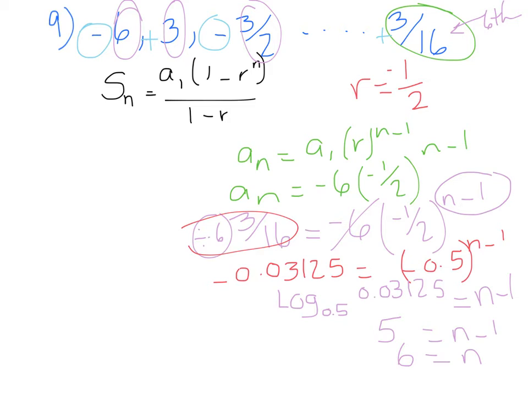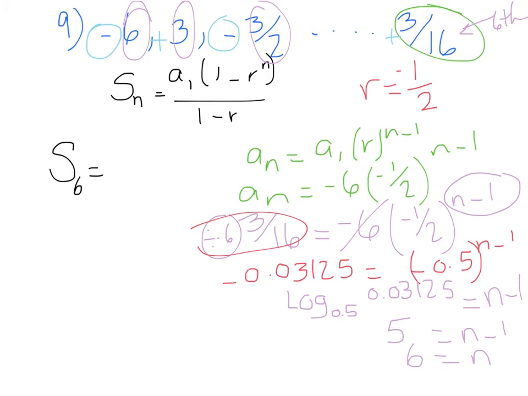We can just plug it all into our calculator. Remember to do the top, then equals, divide by 1 minus negative a half, or 1 plus a half, which is 1.5, and all of this should get you negative 3.9 something. Alrighty, hope this helps. Let's do number 10.